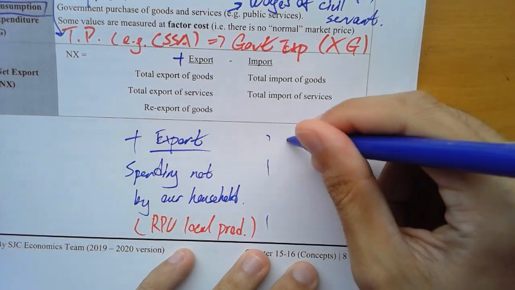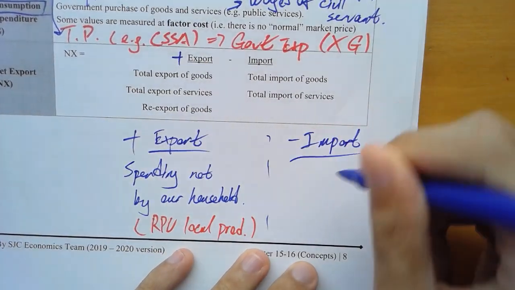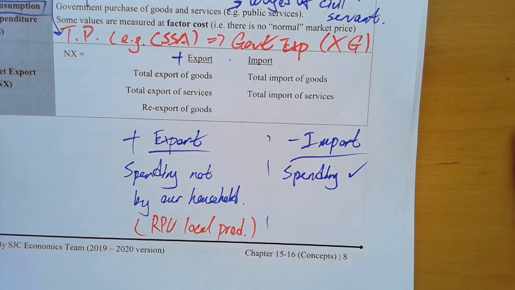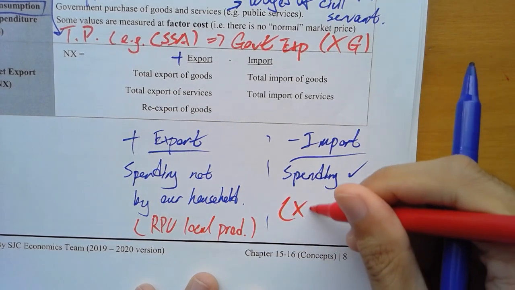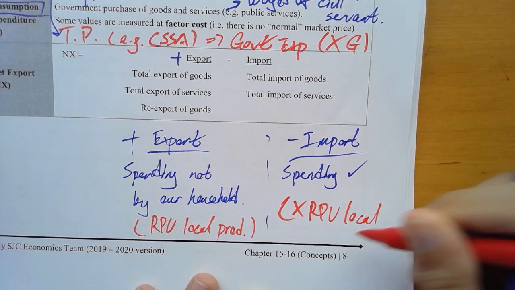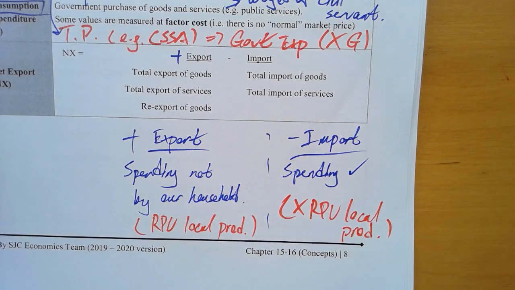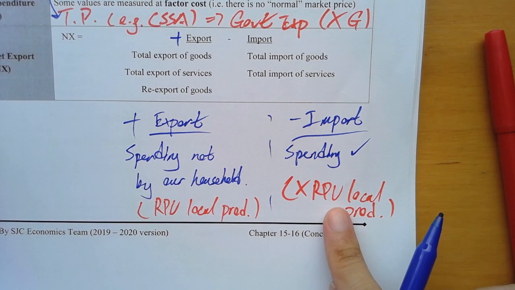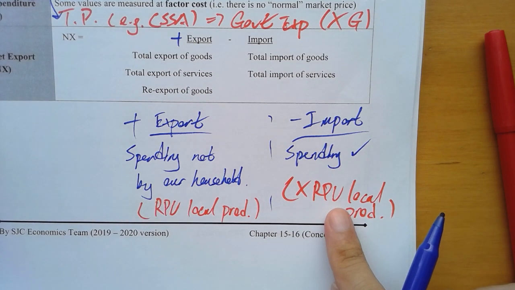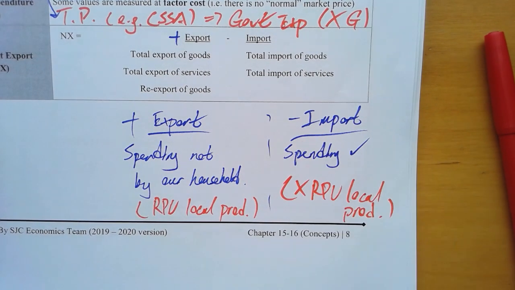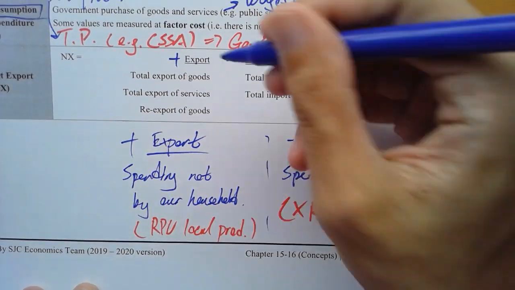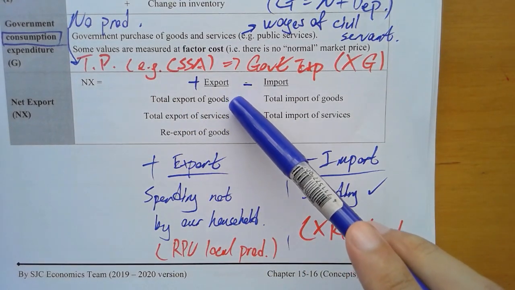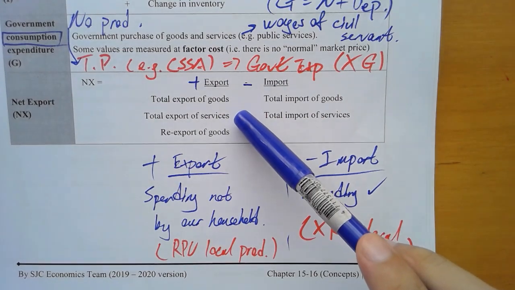Import is just the opposite. How come we deduct it? It is a spending, but the thing is, this is not an RPU local production. It is made in other places. Therefore, we have overestimated the spending. The spending is not on RPU. We have overestimated, so we need to minus that. So that is why we add export and subtract import.